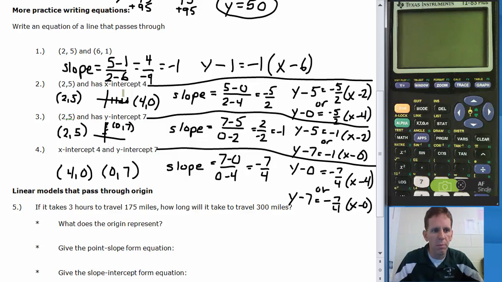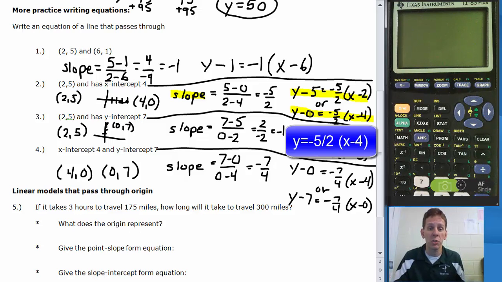All right, so for problem number 2, we're calculating the slope first. Our slope right here is equal to negative 5 halves. When you write your equation, there are 2 options depending on what you use for x1 and y1. You could write y minus 5 equals negative 5 halves times x minus 2, or y minus 0 equals negative 5 halves times x minus 4. Because it says y minus 0, that's just y. So really, if you wrote y equals negative 5 halves parentheses x minus 4, that'd be fine also.